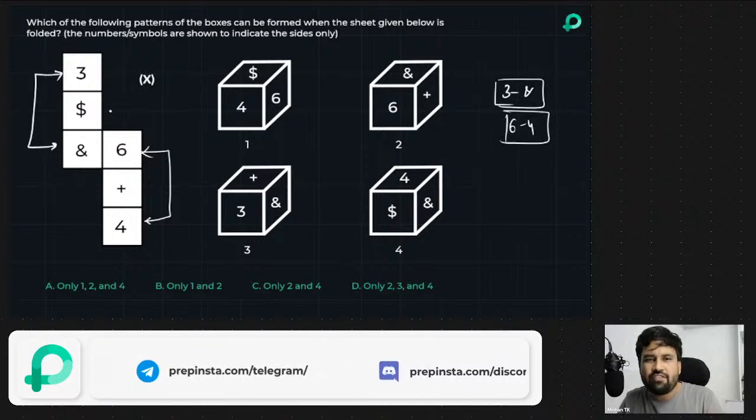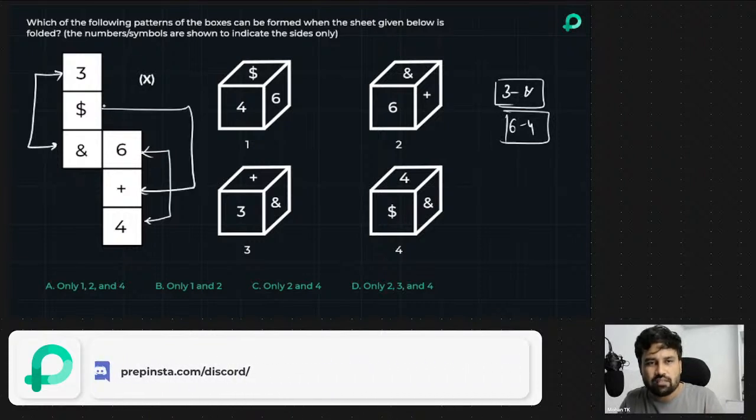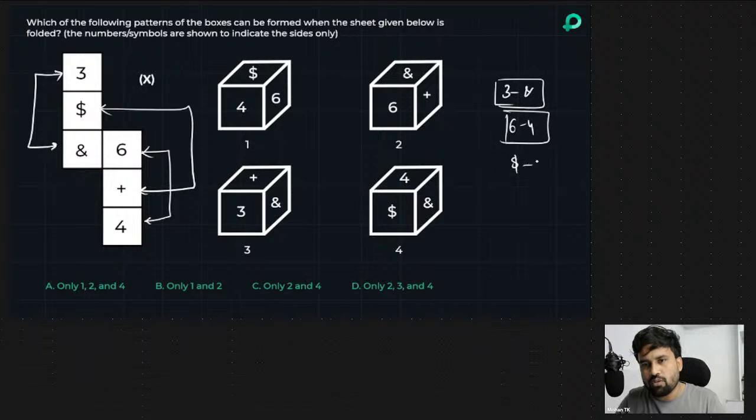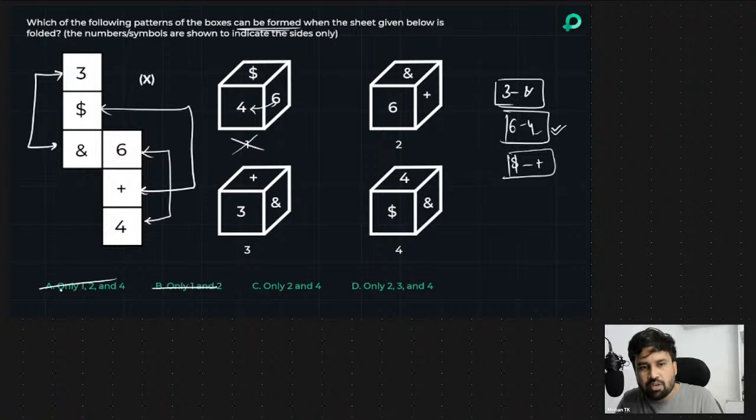And the remaining phases, that is dollar is opposite to plus. So dollar is opposite to plus. So what is the question they are asking about? Which can be formed? So start doing this. 4 and 6 I am seeing at a time, but 4 and 6 are opposite faces. So 1 is invalid. If 1 is invalid, I can eliminate option A, I can eliminate option B. And I have only two options.